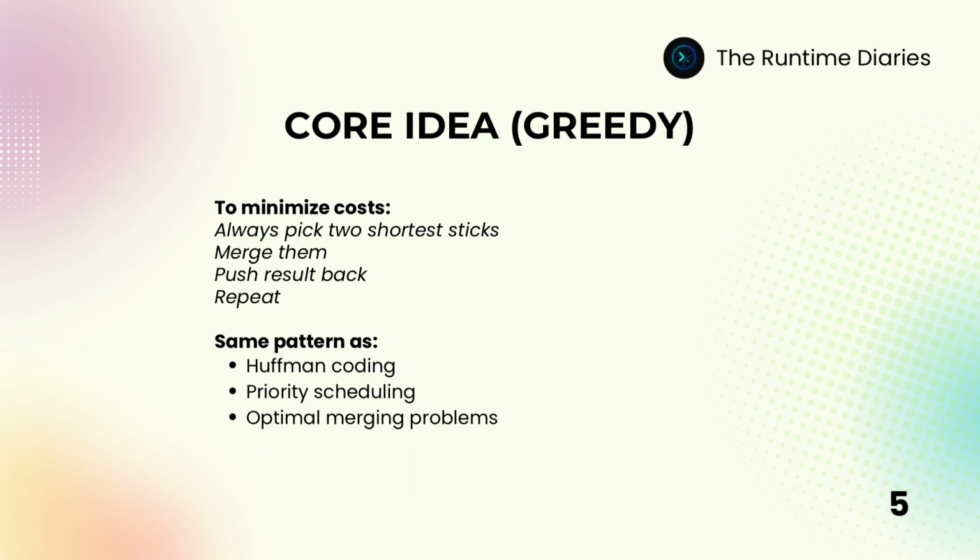This problem is one of those pure greedy moments. You always want the cheapest operation now because that operation feeds into every future operation. So the strategy becomes pick the two smallest sticks, merge them, add the merge cost, insert the new stick back, and repeat until you have one stick left. This is the exact same pattern as Huffman coding and optimal merge patterns.